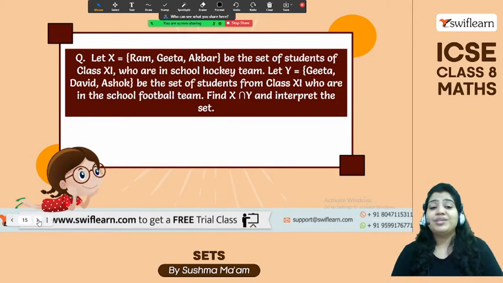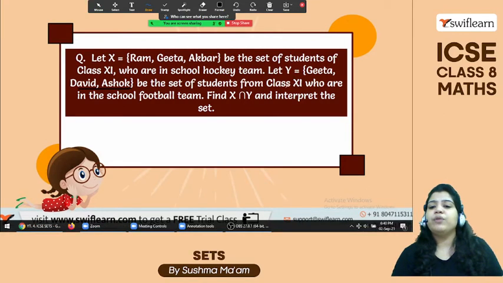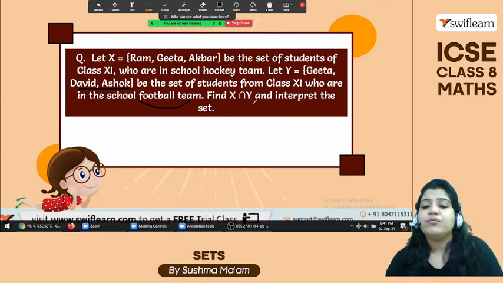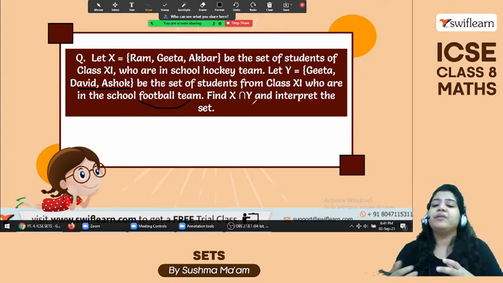Okay, now we have a question. Let X equal Ram, Geeta, Akbar. These are the 3 elements in the set, the set of students of class 11 who are in the school hockey team. Let Y equal Geeta, David, Ashok, the set of students from class 11 in the school football team. So these 3 are in the football team, and those 3 are in the school hockey team. So the question is find X intersection Y. What is common? And interpret the set.